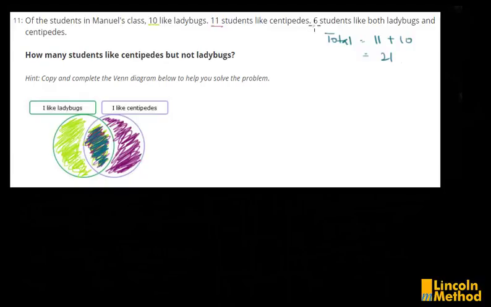So the way to solve this question is to move inside out. What that means is we find out the innermost answer first, but that's already given to us. We know that 6 students like ladybugs and centipedes both, and this is that space which represents these people, since both of these circles are overlapping here.